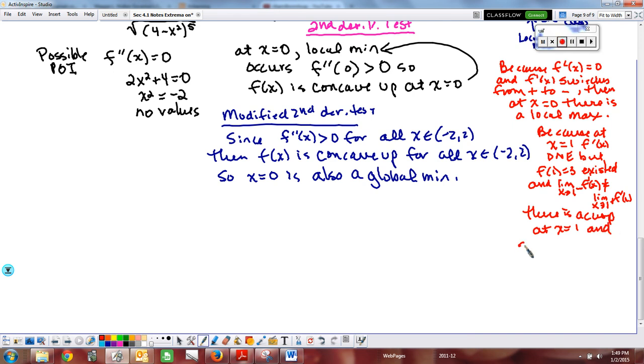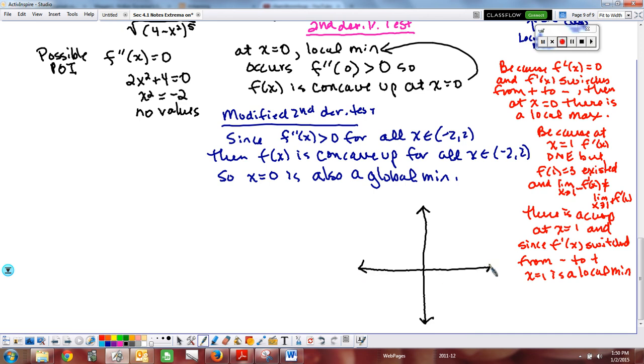And since the derivative switched from negative to positive, x equal to 1 is a local min. All right, so now let's take a look at our graph. We've learned a lot about this, and these are fairly easy for us to graph too, because it's just a parabola and a line. We know that f of 1, which is where we had a critical point, is going to be 3. 1, 2, 3. So I'll add that point in.